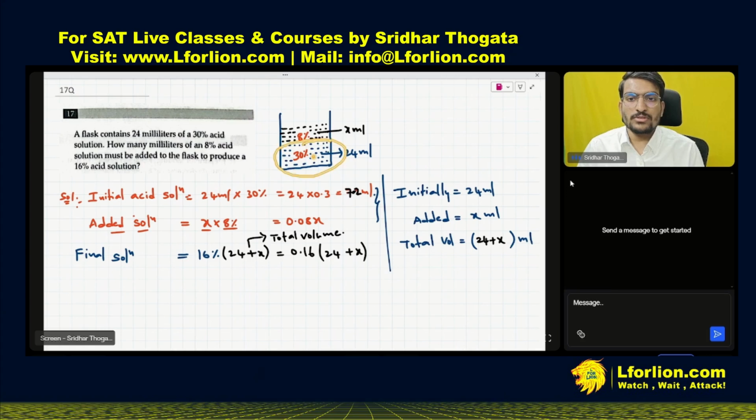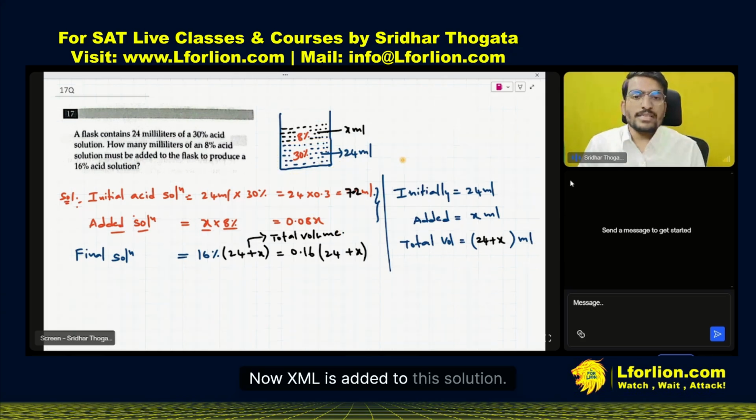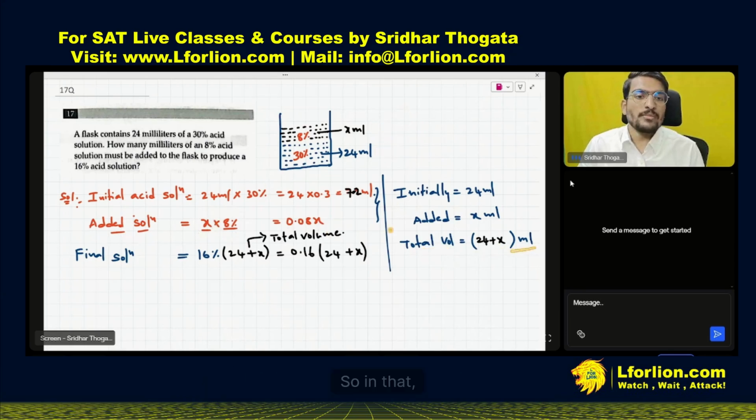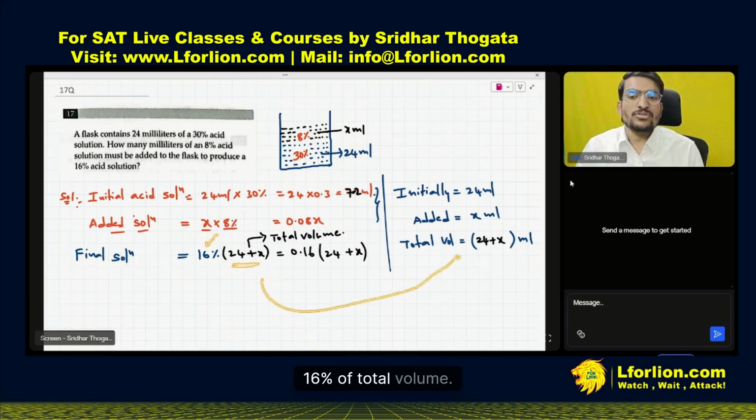You can see the picture here. 24 ml, 30% is acid solution, 30% means 7.2 ml. Now x ml is added to this solution, you can see that in black color. In that x ml, 8% is acid solution, so x into 8% is 0.08x. Now the total volume is 24 ml plus x ml. In the total volume, 16% is acid solution, so the final acid solution is 16% of the total volume.